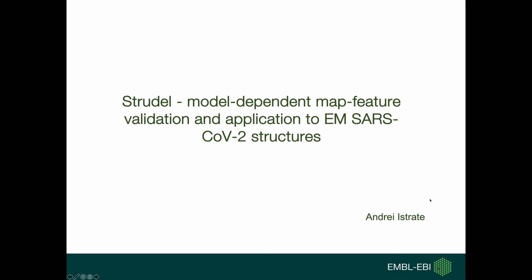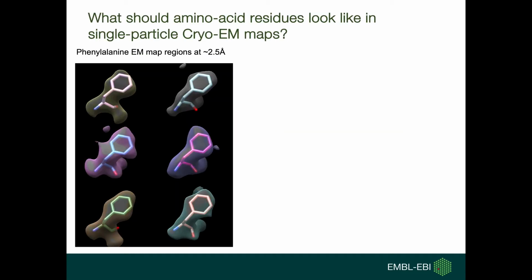Hello everyone, I will talk about Strudel, a map model validation approach, and apply it for the validation of SARS-CoV-2 structure. I will start with a question. What should an amino acid residue look like in cryo-EM? This is an important question because the answer affects how we interpret and validate the cryo-EM data.